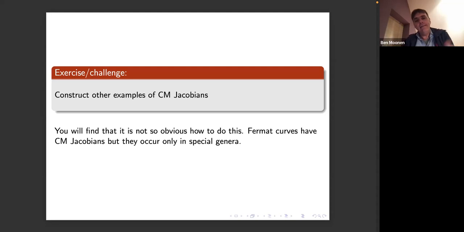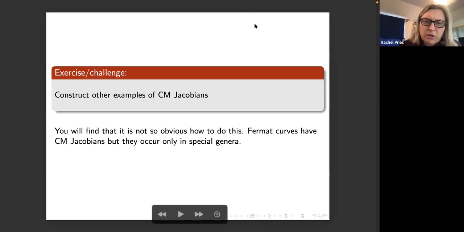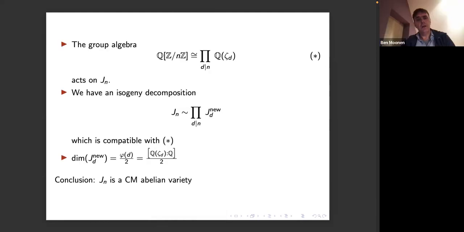But in general, it now becomes very hard to write down further examples explicitly. Yeah. All right. Ben, there's a question in the chat from Leon Duan about whether the Jacobian new parts are simple abelian varieties. Yes, the new parts are simple.